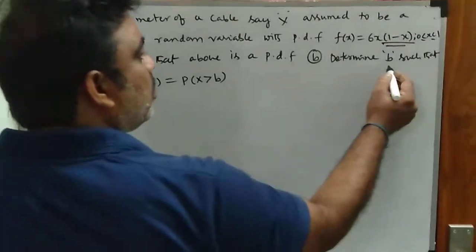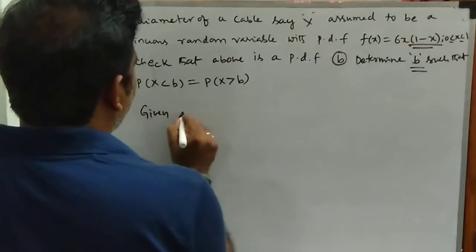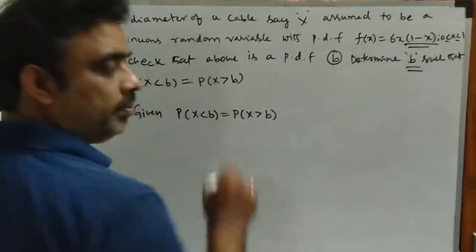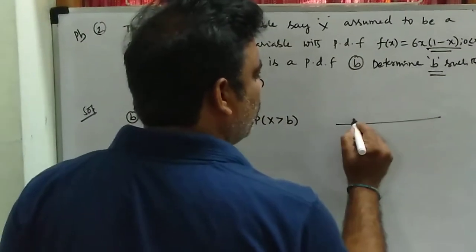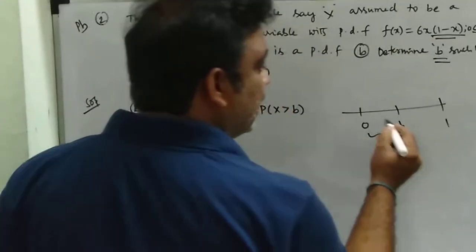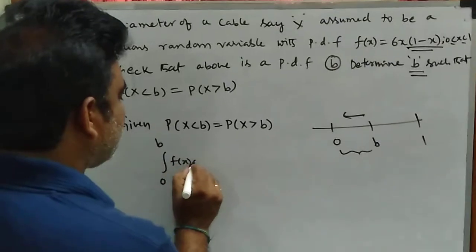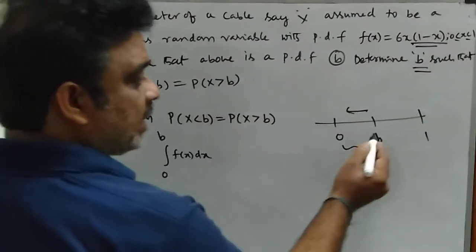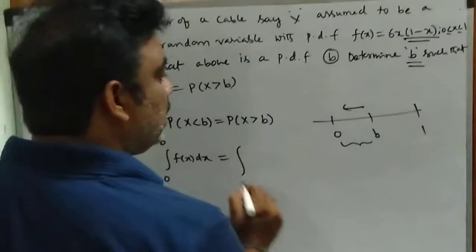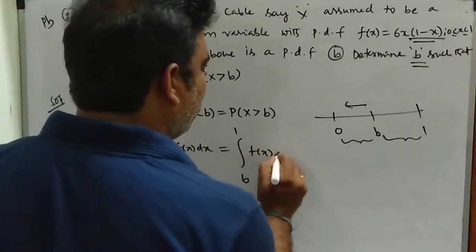In the second bit, we have to find the value of b such that this relation is satisfied. So what is given? P of x less than b is equal to P of x greater than b. This 0, 1 interval is already given. Suppose b is an element between 0 and 1. P of x less than b: x less than b means we can write the integral 0 to b of f of x dx. Am I right or not? Less than b means it comes under the interval 0 to b. And x greater than b, what is it? The integral b to 1 of f of x dx.